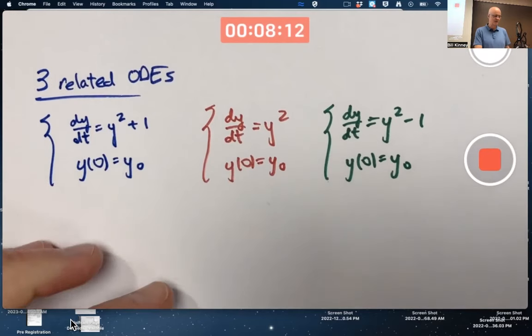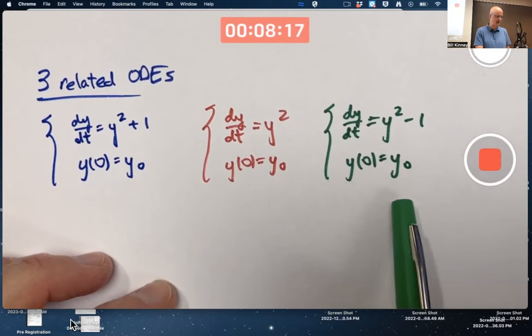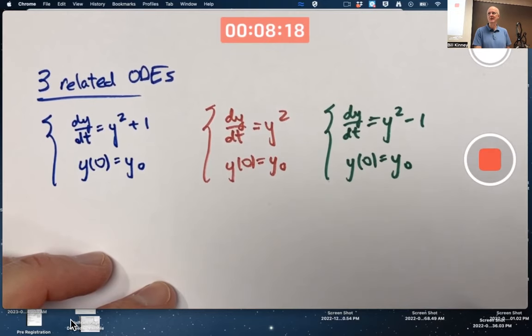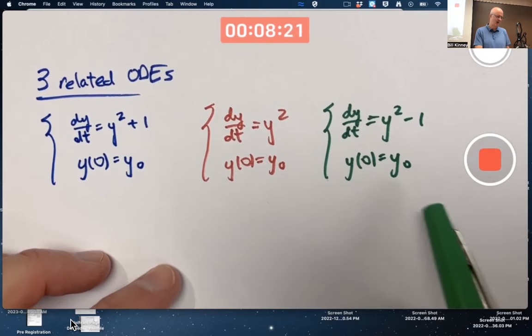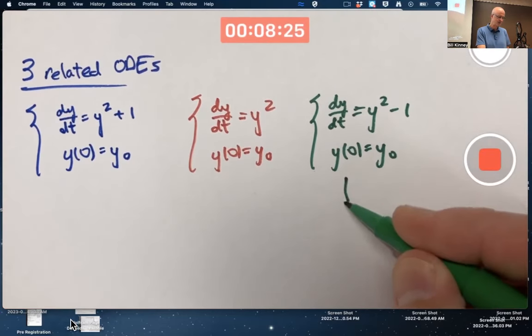So I'm going to solve three generic initial value problems. For you, y naught was always 2. Well, let's see if I can do this with arbitrary y naughts. I'll work from right to left. Let's do this one first.